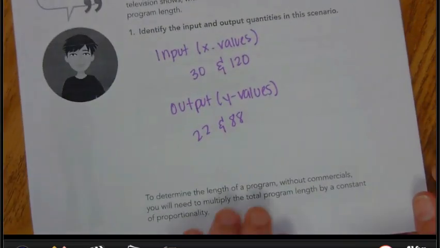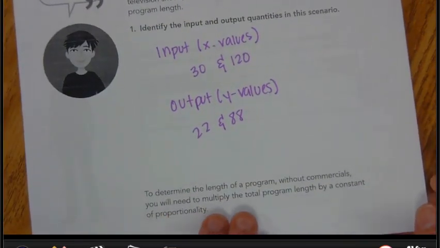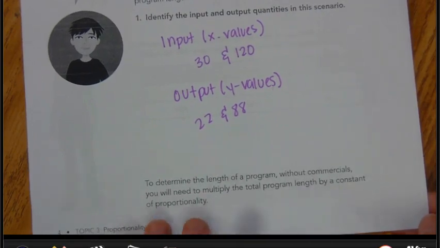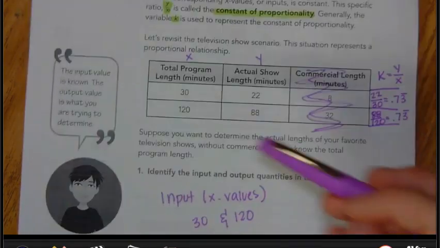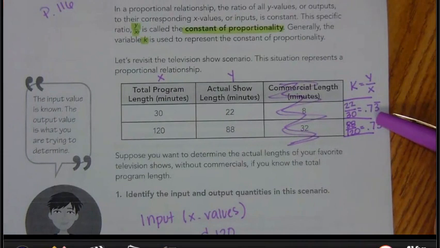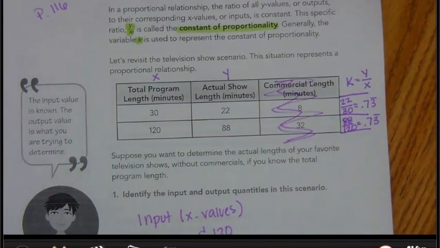So to determine the length of the show without commercials, you will need to multiply the total program length by a constant of proportionality. So that would be taking 30 and multiplying it by 0.73 repeating to get to the actual show minutes.